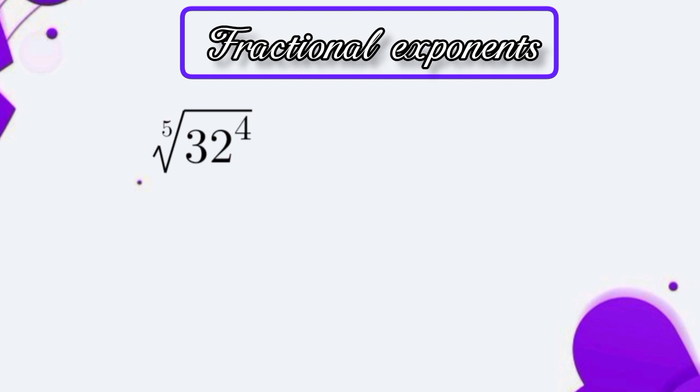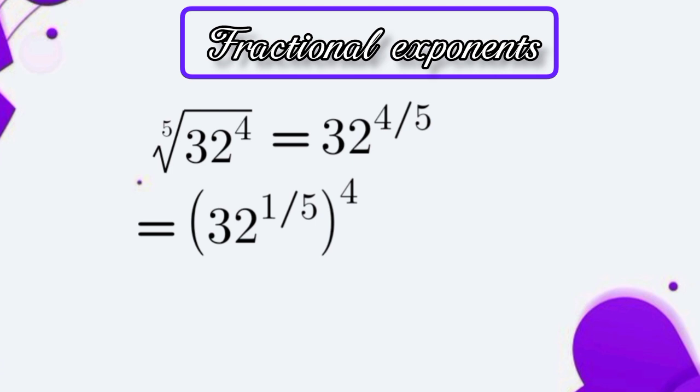Now, rewriting it, we have 32 raised to the power 4 over 5. Again, splitting the fractions, we have 32 raised to the power 1 over 5, all raised to the power 4. And 32 raised to the power 1 over 5 is equal to 2, because 2 multiplying itself 5 times is equal to 32. So we have 2 raised to the power 4. So our answer here is simply equal to 16. So we have the 5th root of 32 raised to the power 4 to be equal to 16.